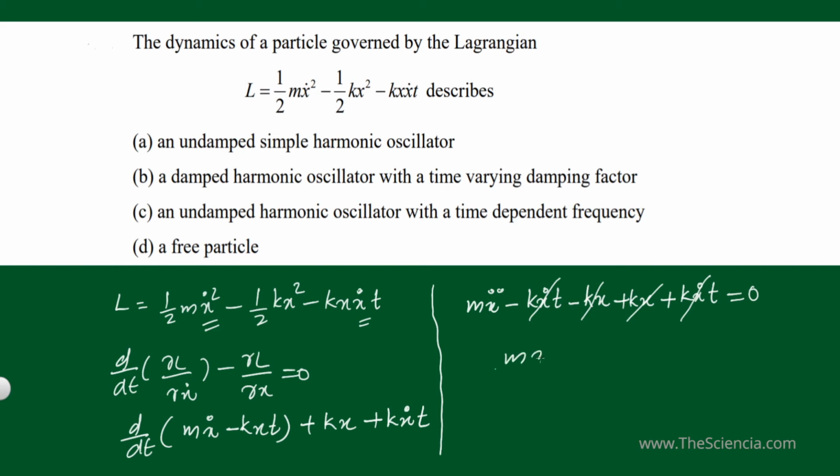So what we get? We get m x double dot equal to 0. What is this double dot? That is d square by dt square of x, that is nothing but acceleration. That is m a equal to 0. Here we know the particle mass can never be 0. This is not equal to 0. Then what will be 0? a will be equal to 0. That is, there is no acceleration.